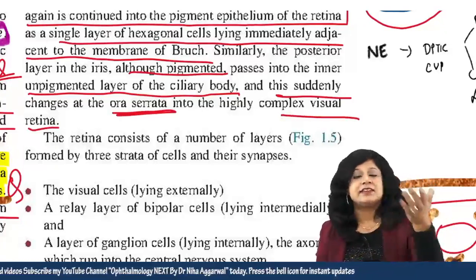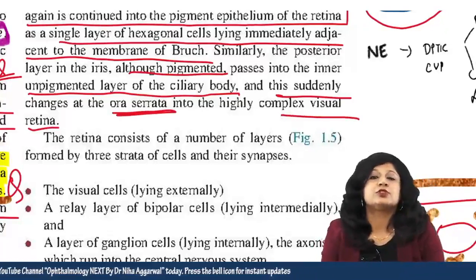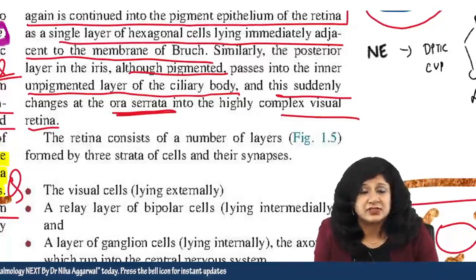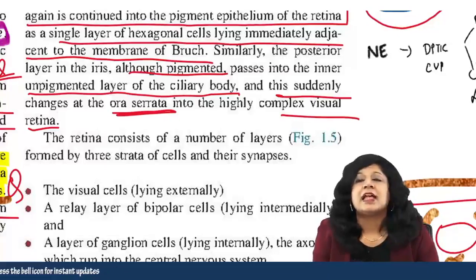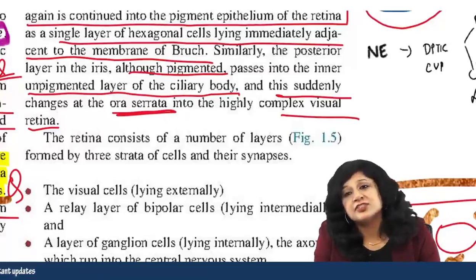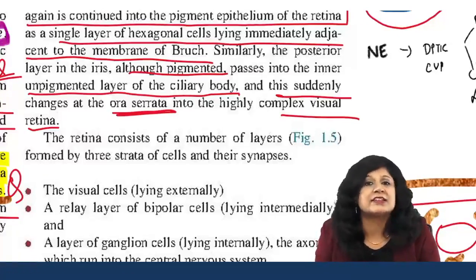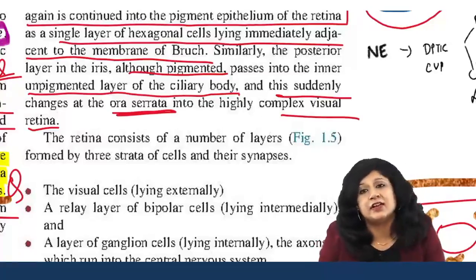Similarly, they are saying that anteriorly this pigment epithelium is also continuing into the iris. There also we have a pigment epithelium. It is also going into the ciliary body, and suddenly it changes at the ora serrata, because ora serrata is the place where the retina will start.